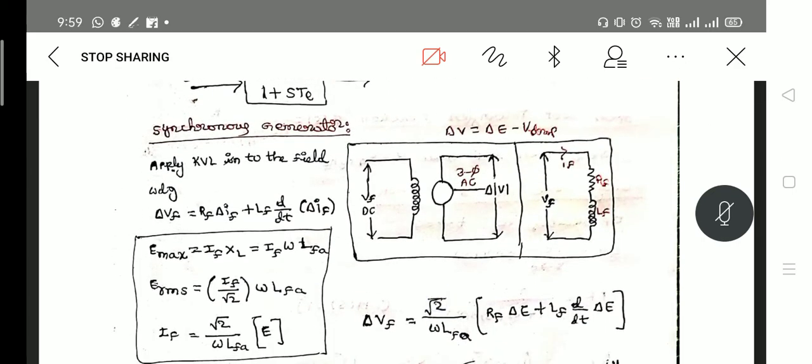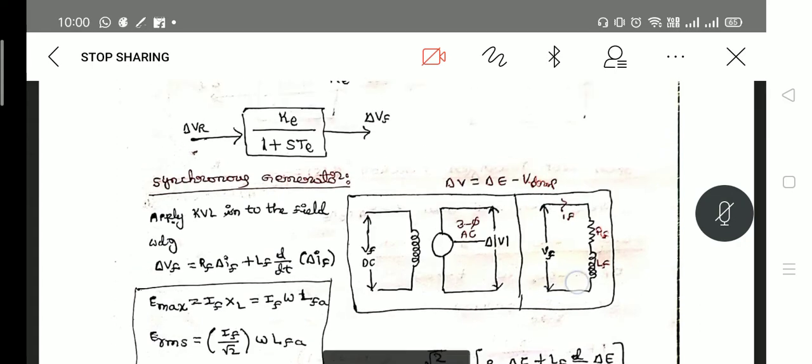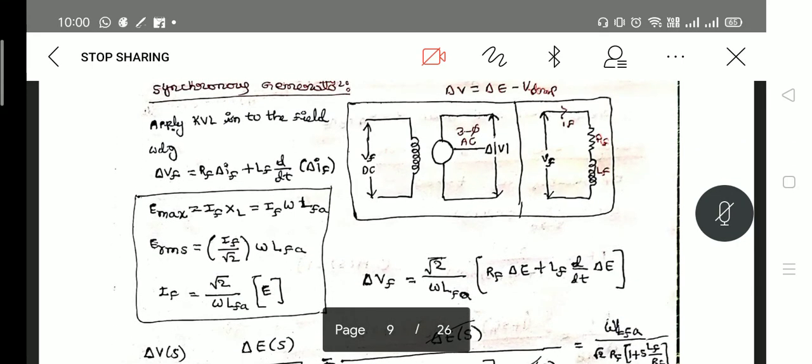This is a circuit diagram. I am taking the synchronous generator and applying KVL in the field winding. What will we get? Delta Vf equals Rf delta If plus Lf into d by dt of delta If.